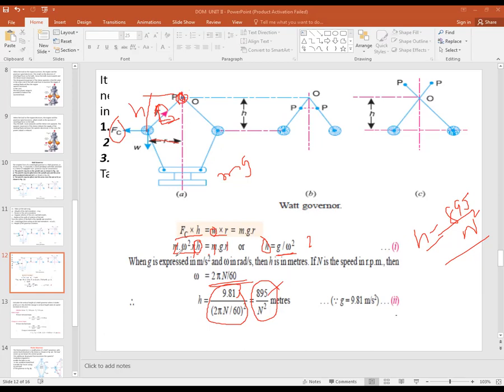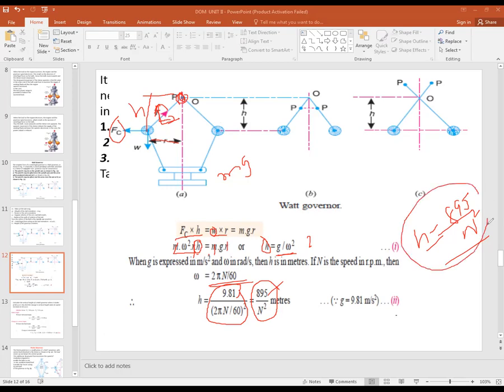So FC is nothing but omega square R already, but you know that W is equal to M into G. After that getting cancelled, mass and radiuses are equal here. Then the rest of that, H is equal to G by omega square. Omega square is converting into 2 pi N by 60. So 895 by N square.